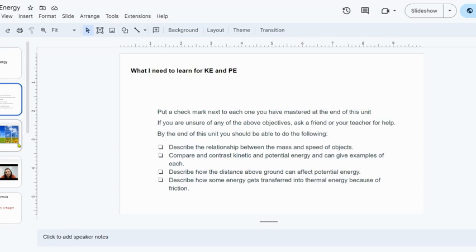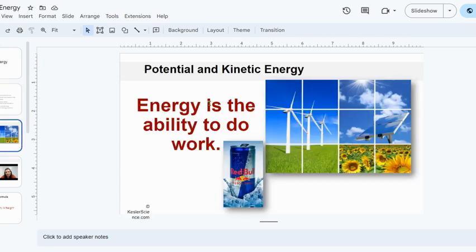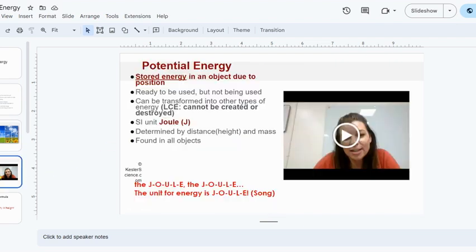In the case with all energy types, energy is the ability to do work. We have energy from the sun, we have chemical energy, and we have energy from moving turbines. Potential energy is stored energy. Energy can be used later.